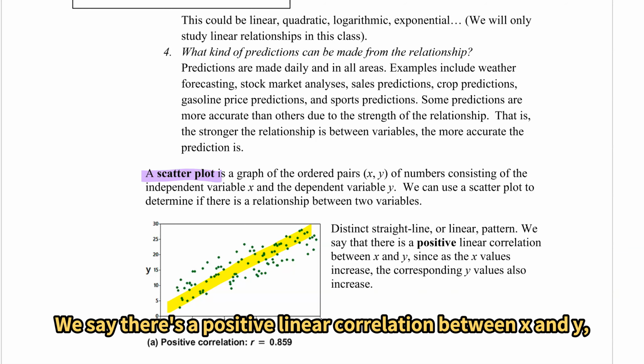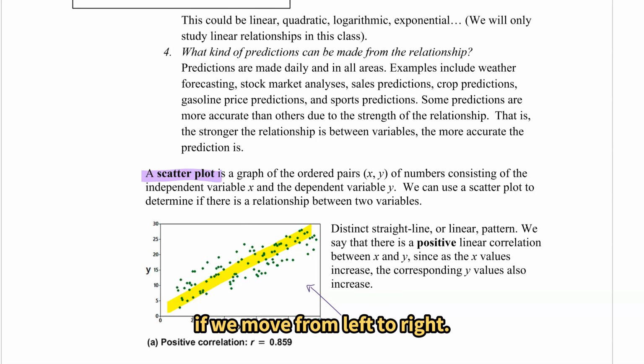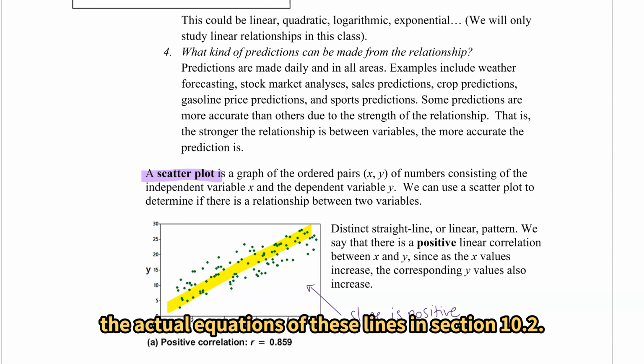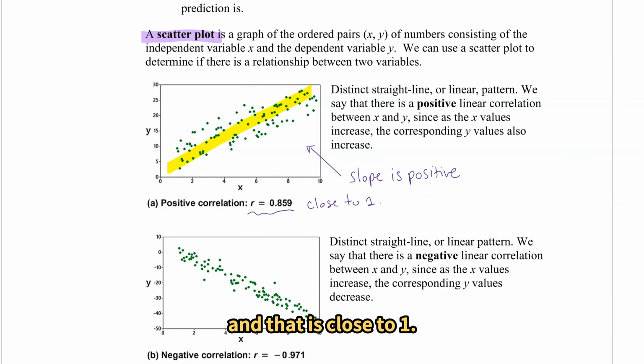We say there's a positive linear correlation between x and y, because if we look at the line, it's increasing as we move from left to right. So the slope is positive. We will look at how to calculate the actual equations of these lines in section 10.2. Notice the correlation coefficient is 0.859, and that is close to 1.